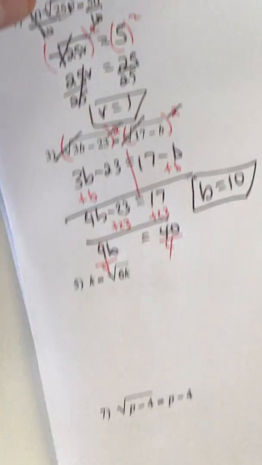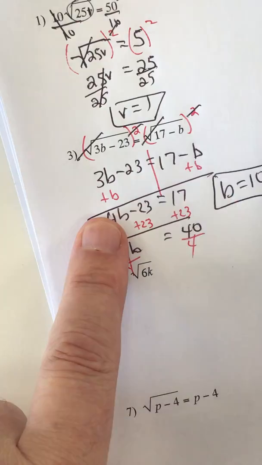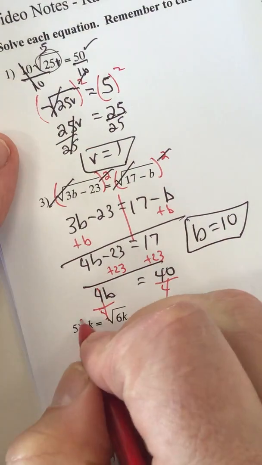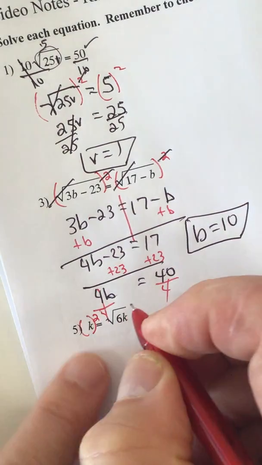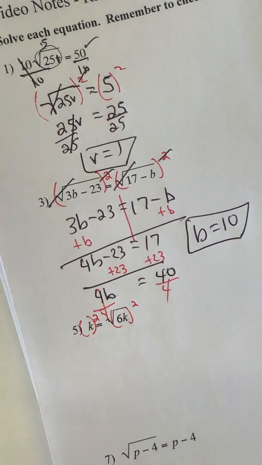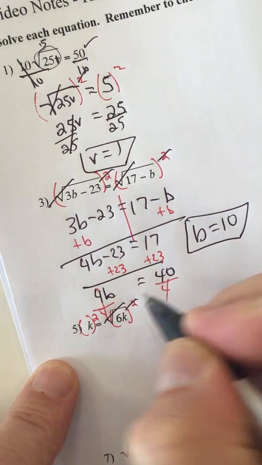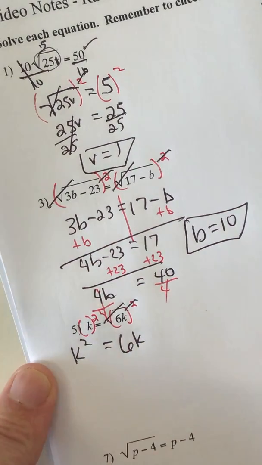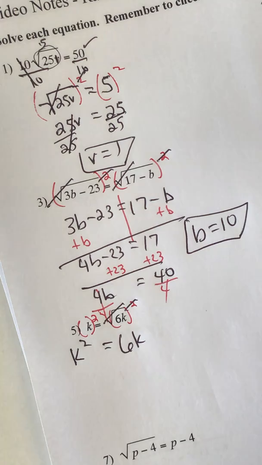Okay, so you do sides at a time. On 3 and 4, they both were square roots, so the squares all went away. But it doesn't matter. I'll square this side and this side. So that square root and that square root go away to be 6k, but over here it becomes k squared. Now, these have 2 answers a lot of the times.